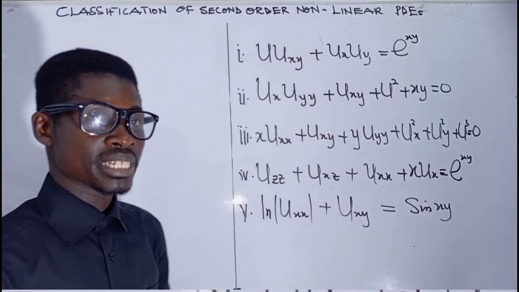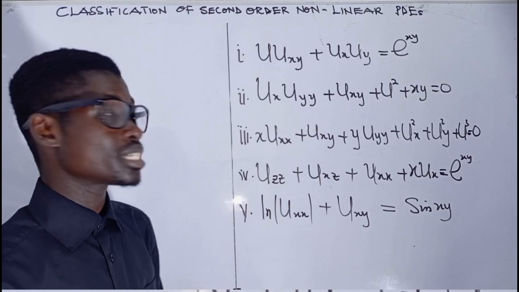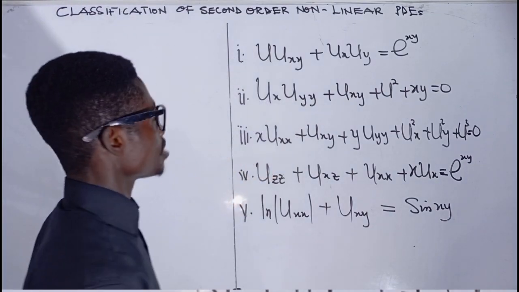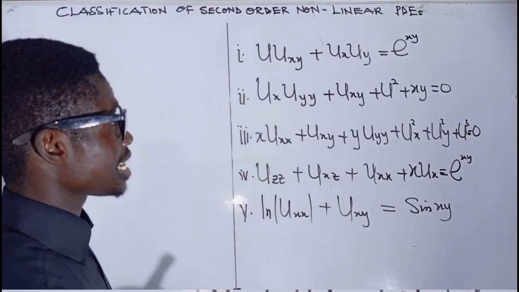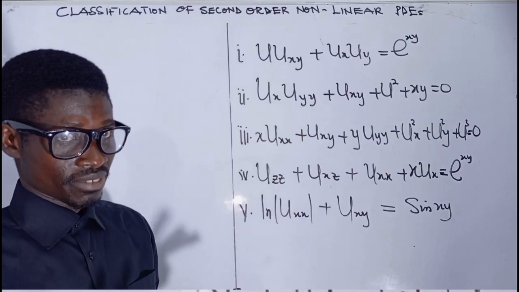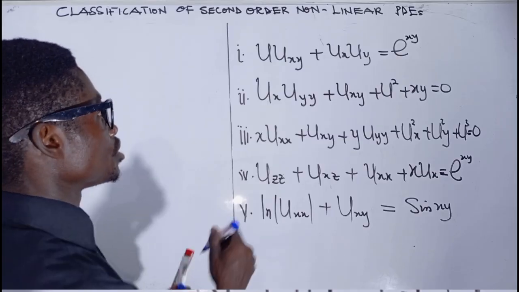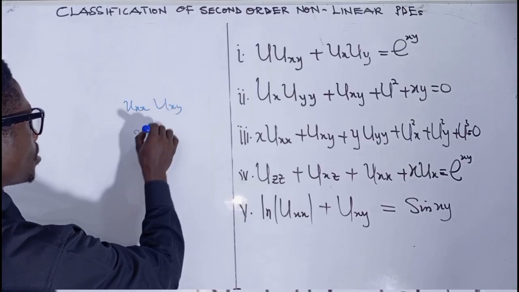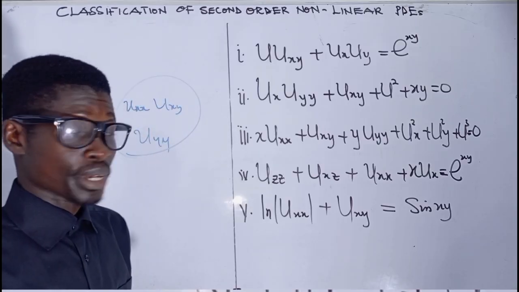So we want to classify these PDEs under linear, fully nonlinear, semi-linear, and then quasi-linear. So let's start with the first one. We have u multiplying uxy plus uxuy is equal to y exponent xy. As I said, our concentration is going to be on the highest derivative. Since all of these are second order PDEs, our highest derivatives are going to be uxx, uxy, and then what? Uyy.